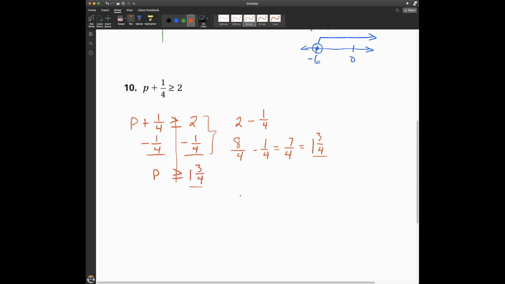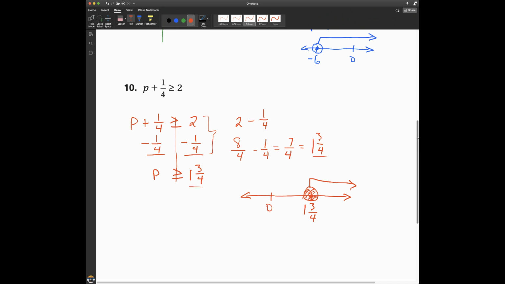All right, and now I need to graph this. So put 0 on here, and let's say that this value right here on the number line is 1 3/4. I put a circle around there. P is greater than 1 3/4, but it's also equal to, so I shade in the circle to show that P is also equal to 1 3/4.